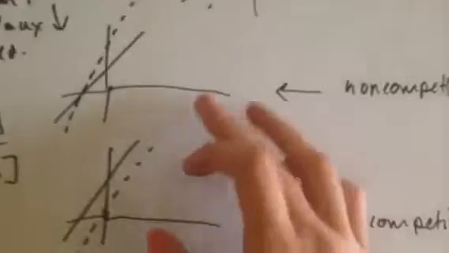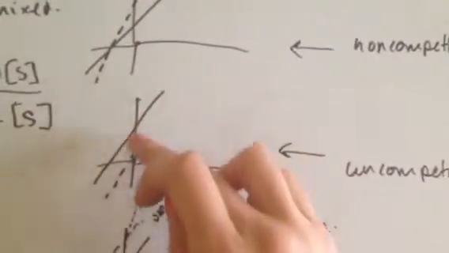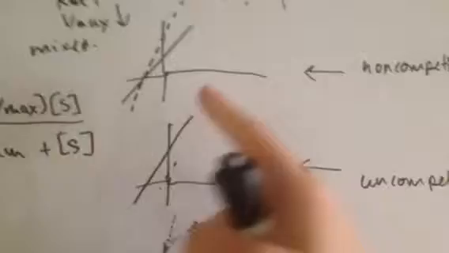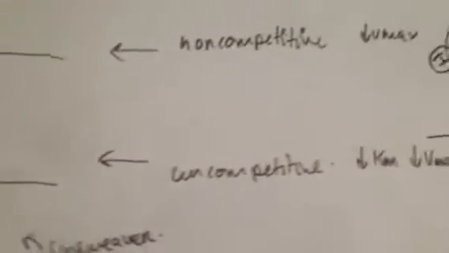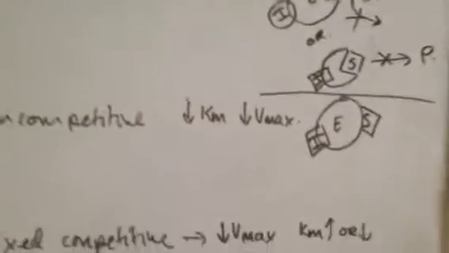Actually, this is supposed to be on top. It's just going to be parallel, and it's going to go through there. Just imagine that. So that would be uncompetitive. The Km and the Vmax both go down.